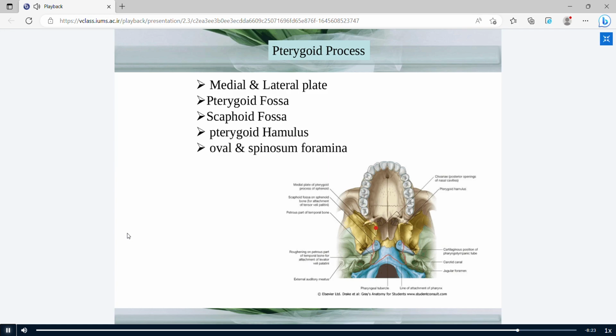Let's look at the medial pterygoid plate. Inferiorly, the medial plate continues with the hamulus. This is the hamulus, the pterygoid hamulus. And at the superior end, the medial plate bifurcates, and between the bifurcation of the medial plate there is the scaphoid fossa. The scaphoid fossa is the place of origin for soft palate muscles, such as tensor veli palatini.